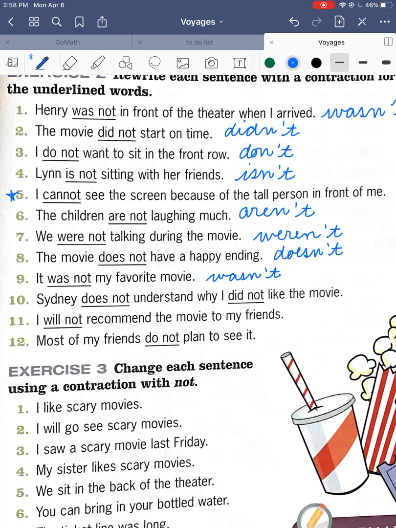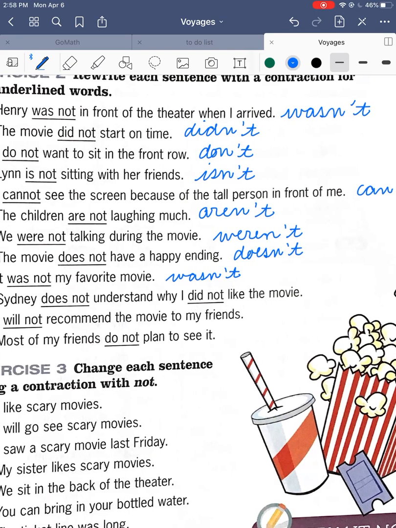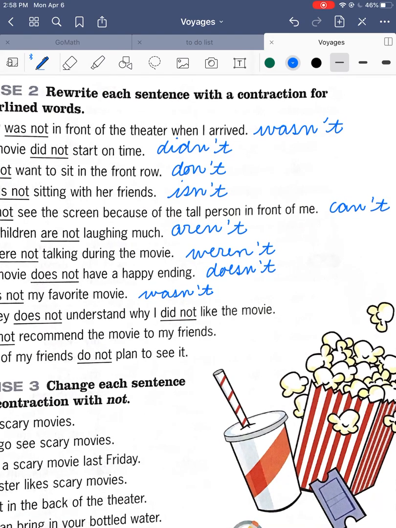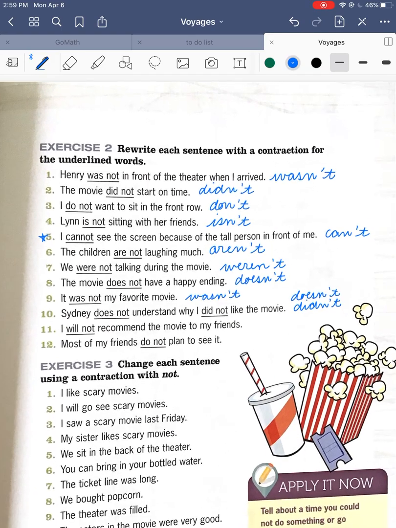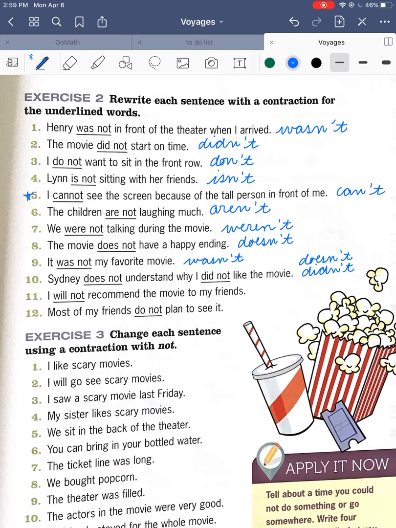Sydney does not understand why I did not like the movie. So does not is going to be doesn't. And did not is going to be didn't. So that sentence is now Sydney doesn't understand why I don't. Try that again. Sydney doesn't understand why I didn't like the movie.